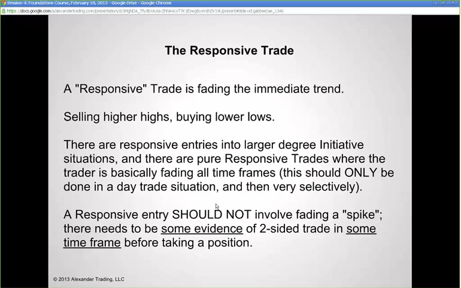As a matter of fact, when the market has been trending and trending and trending, like the stock market has been doing, quite frankly, on a day-to-day basis, your responsive trades have as much expectancy as your quote-unquote initiative trades, because of the range of the day and the rotation of the market. But you only want to be taking responsive trades in the intraday time frame. You don't want to be fading the larger degree trend.